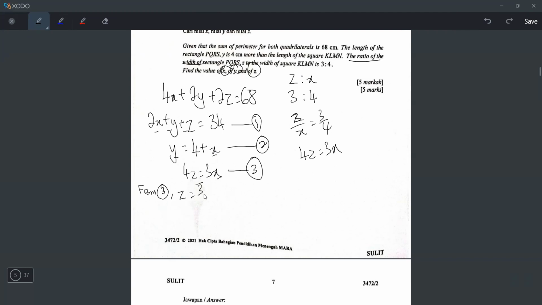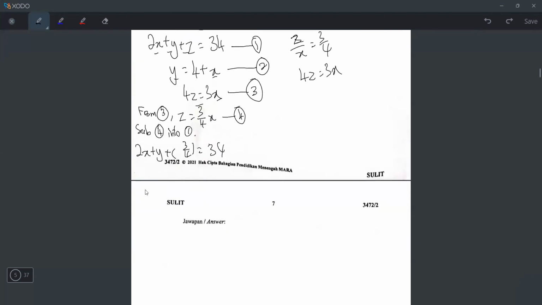z equals 3x over 4. So 3/4x. And then I call this equation 4, and then I substitute 4 into 1, so that it becomes 2 unknowns only. So 2x plus y plus z equals 34. z is 3/4. Okay. And then now I get my equation: 2x plus y equals 34 minus 3/4. I use my calculator, 133/4.